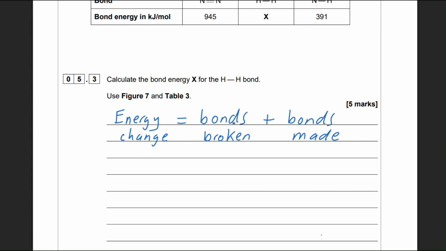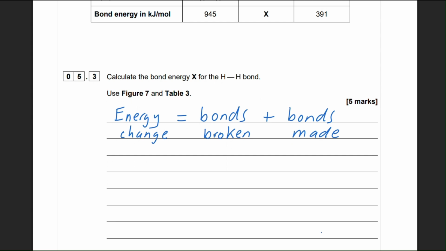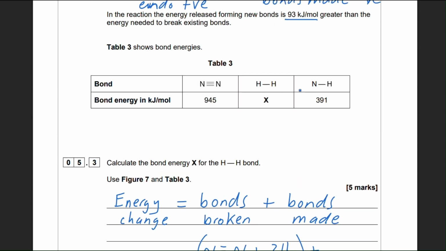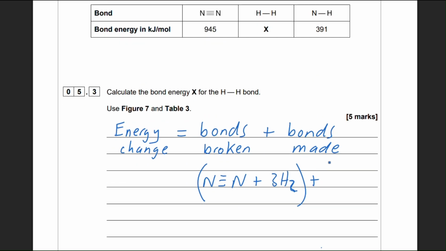So which bonds were broken? We're going to have a look back here again. The bonds that were broken was one of these, a nitrogen to nitrogen triple bond, and that was 945 kilojoules per mole. So I'm just going to write them here. We broke a nitrogen to nitrogen triple bond, and then we also broke 3 hydrogen bonds. That's your bonds broken, plus the bonds that were made. If you look back at the equation, we made 3 nitrogen to hydrogen bonds, but there are 2 of them, so we made 6 NH bonds. So I'm just going to write here 6 nitrogen to hydrogen bonds. These are the bonds which were made.